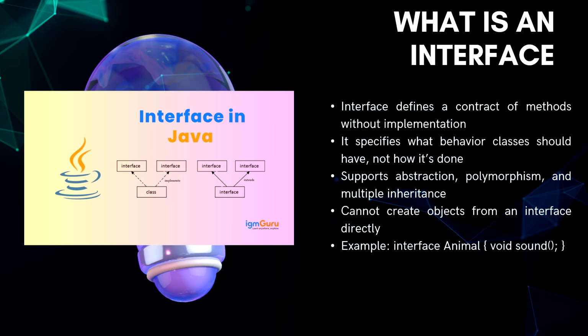An interface is a group of related methods that have no implementations. It defines what a class should do, but not how it does. Interfaces are essential for abstraction, polymorphism, and multiple inheritance. They cannot be instantiated on their own. For example, an interface Animal might have a method sound without a body.